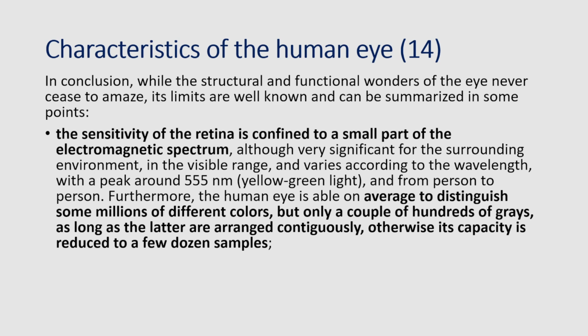Furthermore, the human eye is able on average to distinguish some millions of different colors, but only a couple of hundred grays, as long as the latter are arranged contiguously, otherwise its capacity is reduced to a few dozen samples.